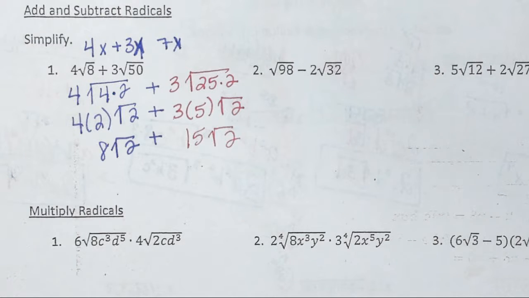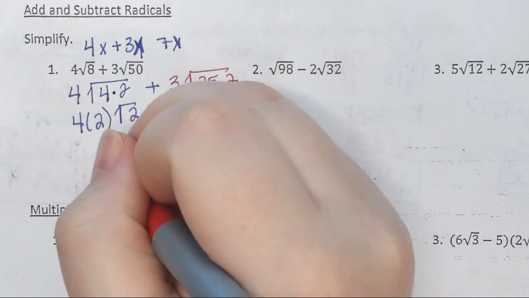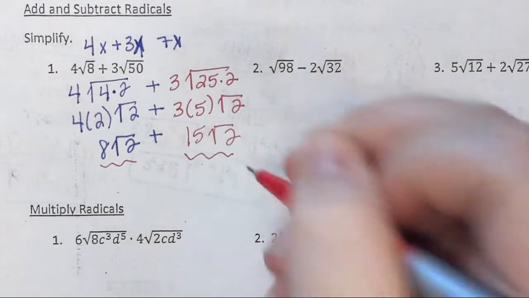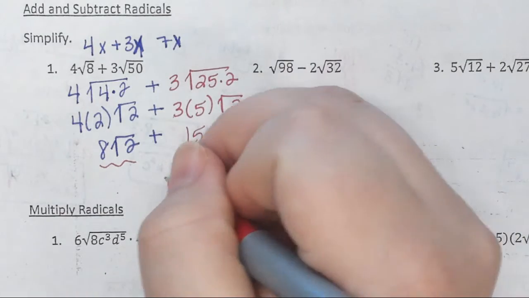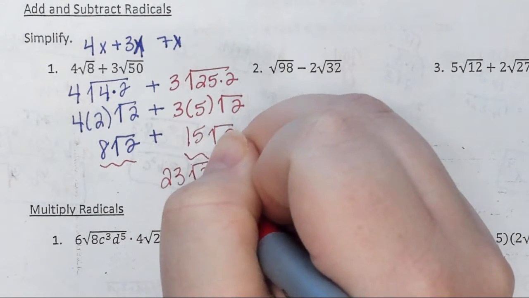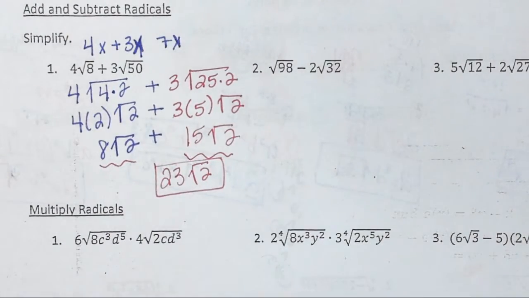Okay, did I get my wish here at the end? I did, because I've got this square root of 2, and I've got something with a square root of 2. So they actually are like terms, so I'm going to add them together, and when I add them together, I will get, yes, so literally that's our answer, 23 square roots of 2. Awesome.